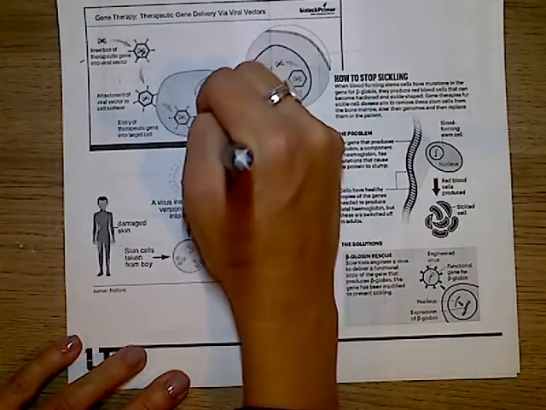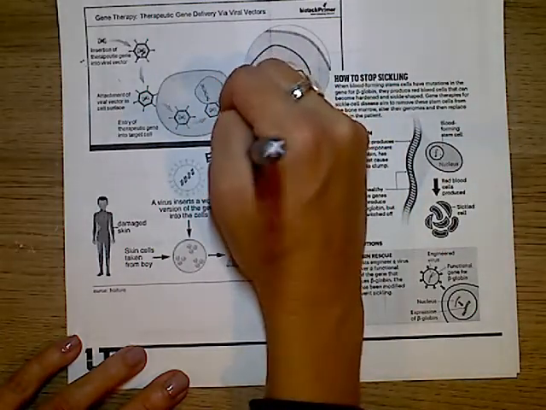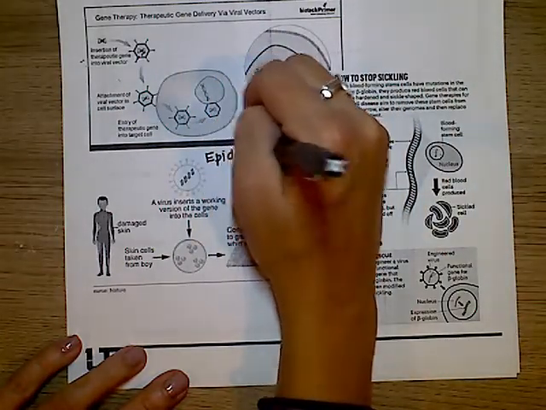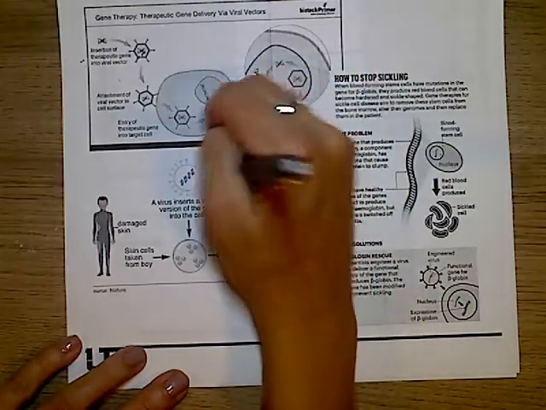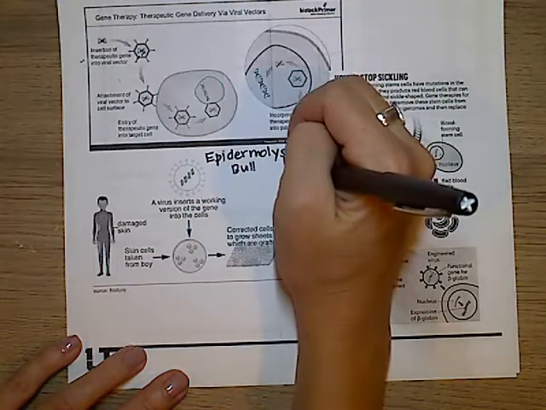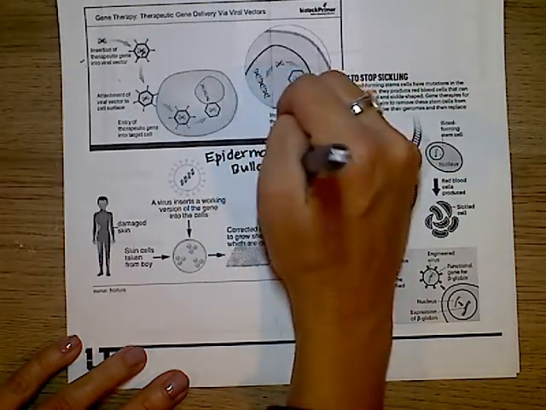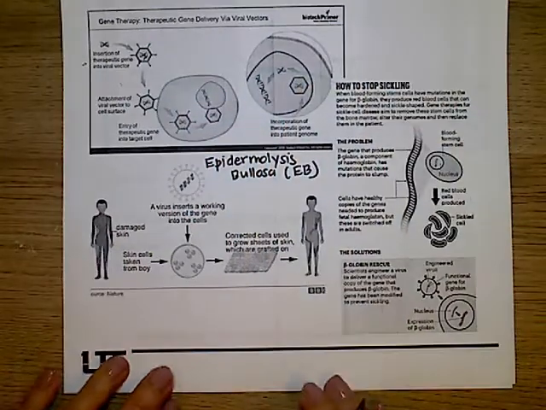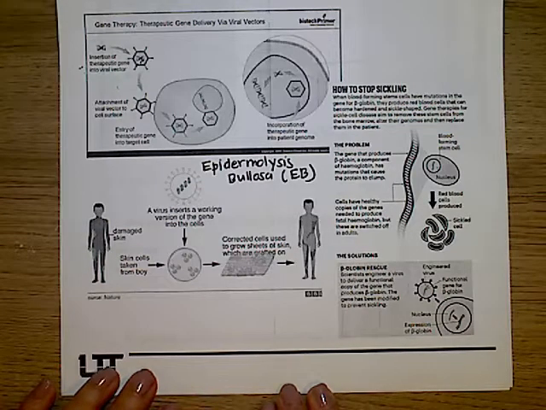We talked about it in whatever chapter we were talking about the skin in. And we talked about it when we talked about epithelia. So sometimes called EB. So remember, this is when the patient can't form their own basement membrane, so their skin can't ever really attach to their body, and it kind of just peels off.